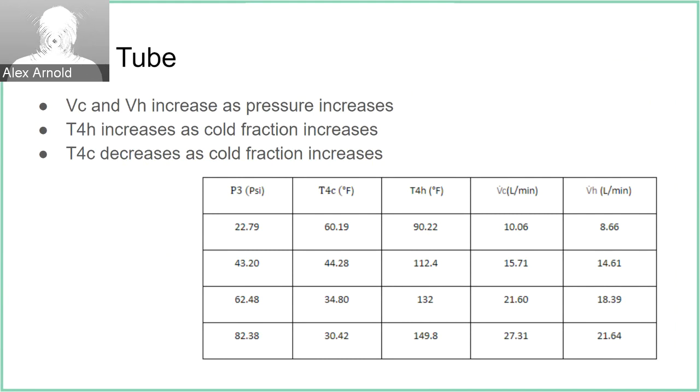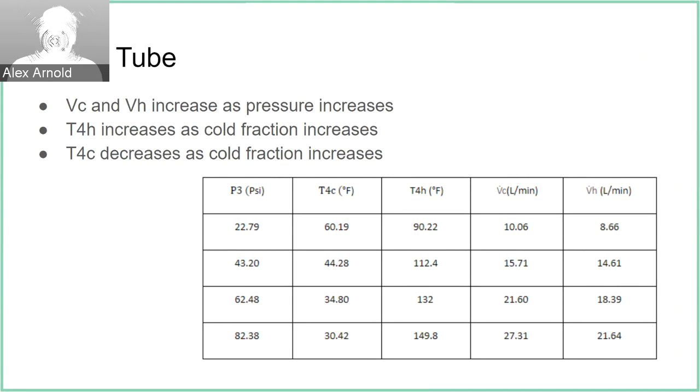As expected, the flow rates of the cold and hot outlets both increase when the inlet pressure increases. It can also be noticed that the hot outlet temperature increases more quickly than the cold outlet temperature decreases. This is because the cold outlet flow rate becomes increasingly larger than the hot outlet flow rate as pressure increases.